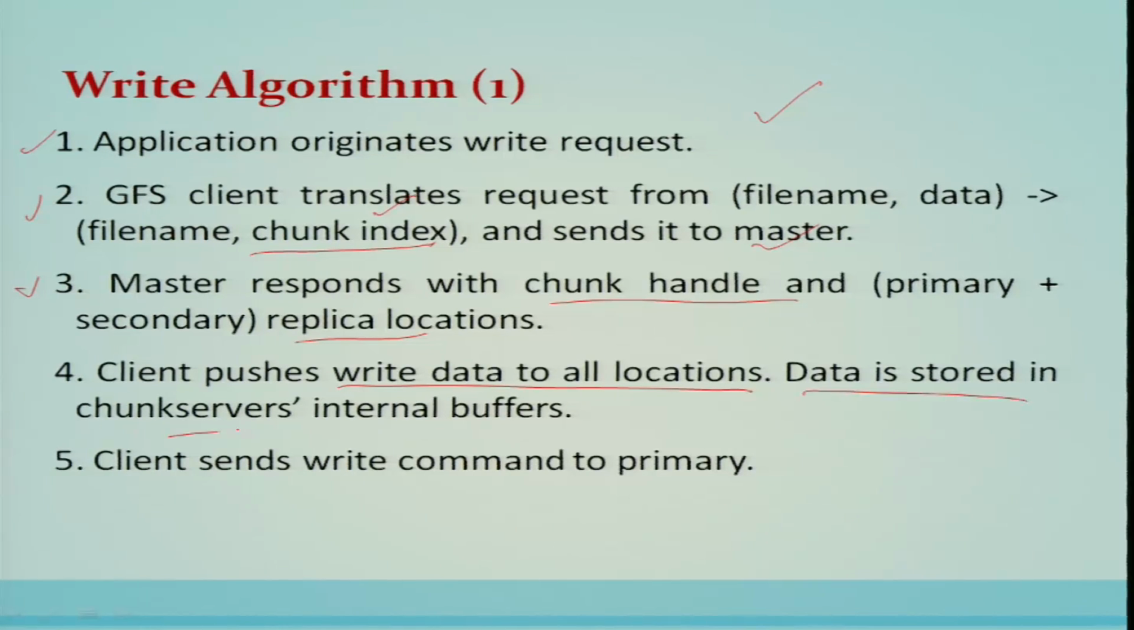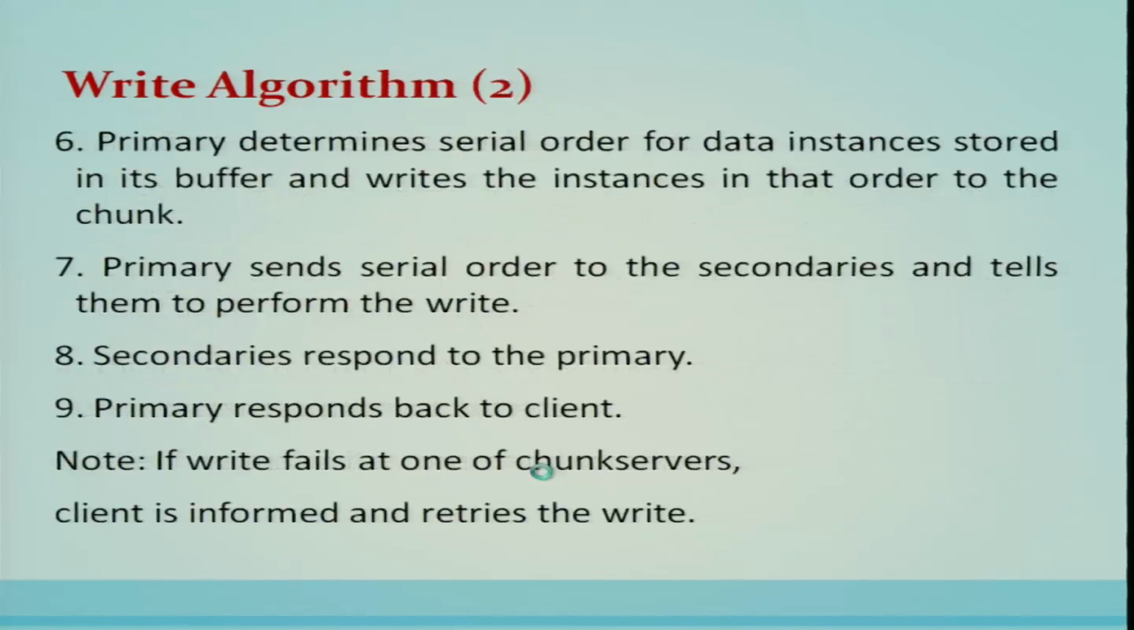The data is stored in the chunk servers in their internal buffers. When the client sends the write command to the primary, then the data will be written. So, the primary determines the serial order for the data instances stored in its buffer and writes the instances in that order to the chunk. Primary sends the serial order to the secondaries and tells them to perform the write operations. Secondaries perform the write operations per the primary's request. So, the primary responds back to the client.